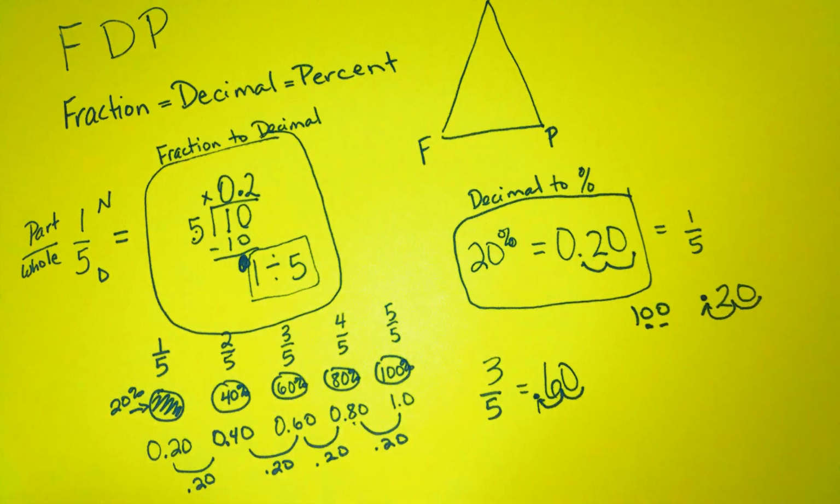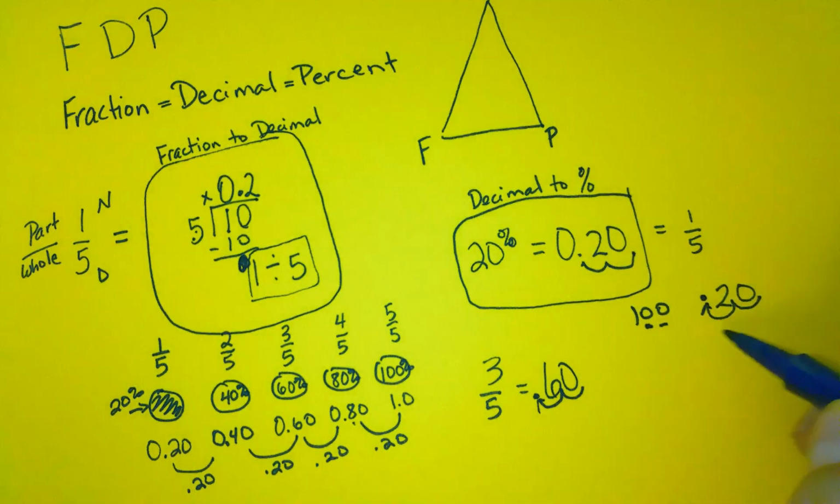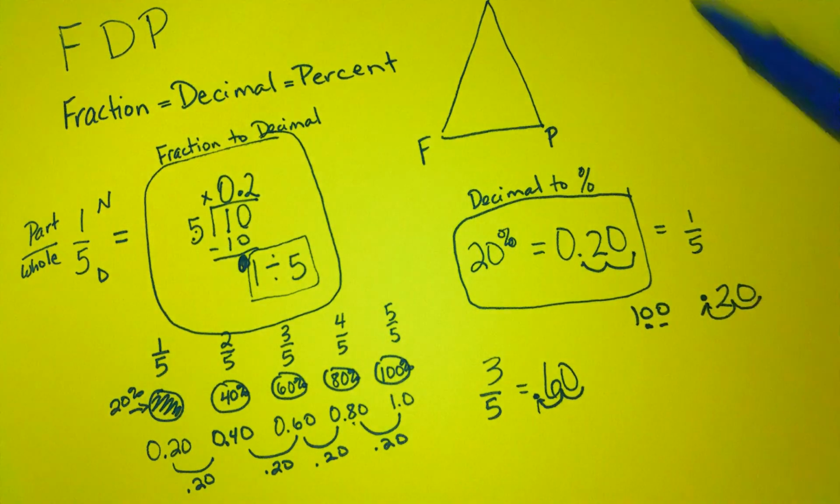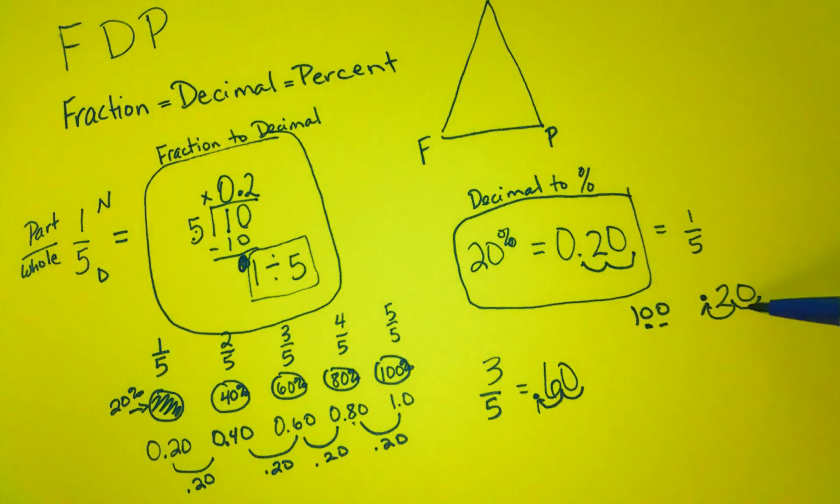And if I want to go from 0.20, then I'm going to be able to divide by the number that I need so that I can find the fraction. Okay, so let's try another one.